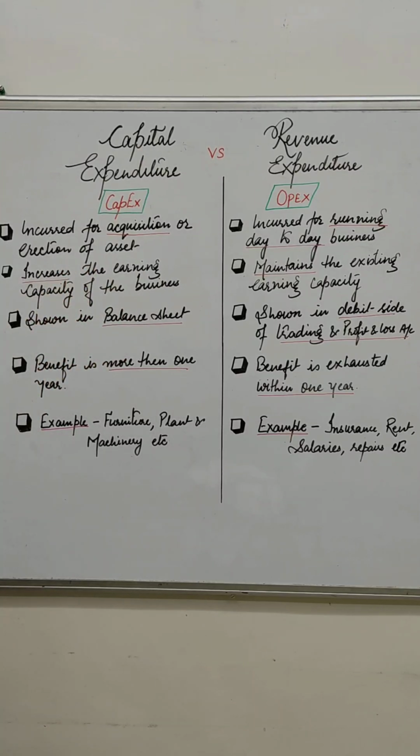revenue expenditure is just done to maintain the existing earning capacity. Capital expenditure is shown in the balance sheet, whereas revenue expenditure is shown on the debit side of the trading or profit and loss account, depending upon the nature of the expense. The benefit of capital expenditure can be availed for more than 1 year, and the benefit of revenue expenditure is exhausted within 1 year. These are examples of capital expenditure: furniture, plant and machinery, whereas examples of revenue expenditure are insurance, rent, salaries, repairs, etc.